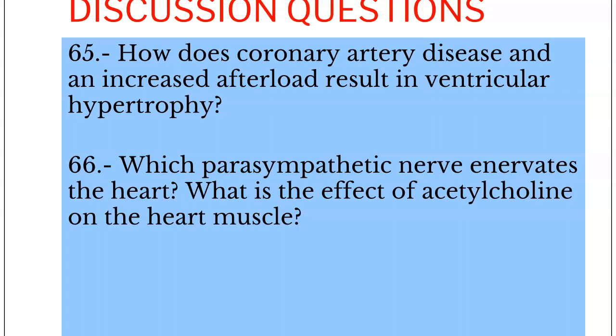Which parasympathetic nerve innervates the heart? We talked about the vagus nerve doing that. And what is the effect of acetylcholine on the heart muscle? Remember we said acetylcholine is the parasympathetic neurotransmitter, which means that the effect of this neurotransmitter will be to lower heart rate. Okay.